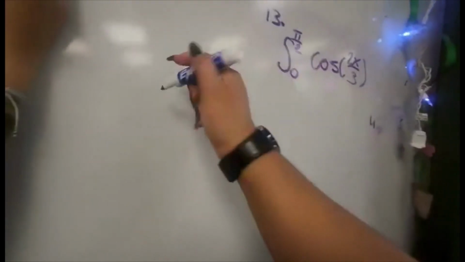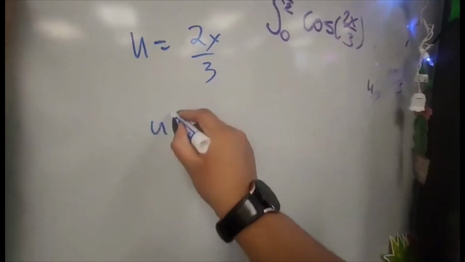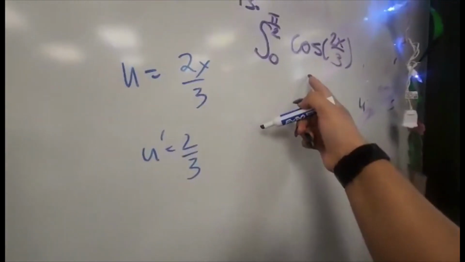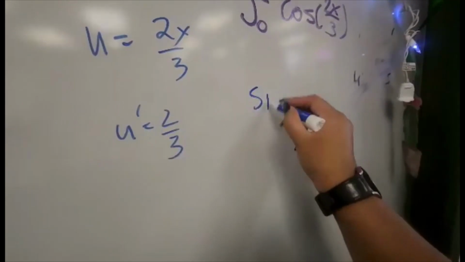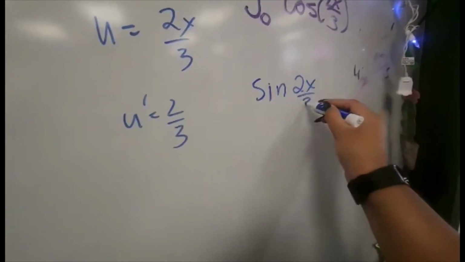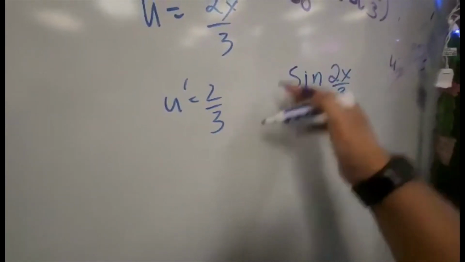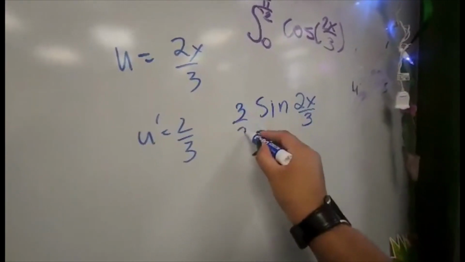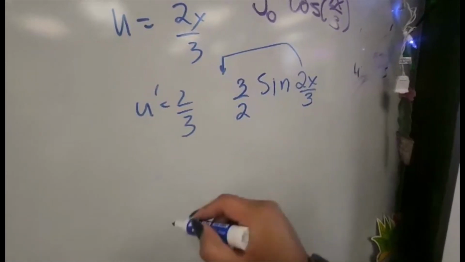Okay. So u is equal to 2x over 3, and the derivative of that is 2/3, right? Okay, perfect. So what is the antiderivative of cosine? What gave you cosine? Sine. So it's going to be sine 2x over 3, right? Now, when you take the derivative of this, do you notice how the 2/3 is going to come out? But do you see how there's no 2/3 up here? So we've got to do the reciprocal, right? So we're going to do 3 over 2. That way, as soon as it comes out, we can cancel it out, right? Okay, so we have that going on.